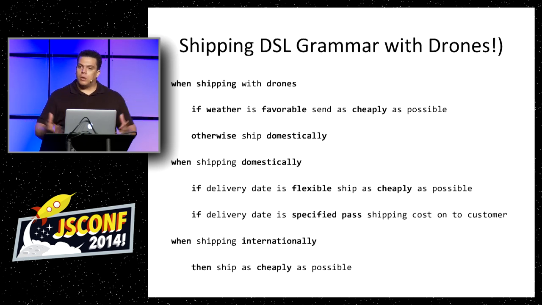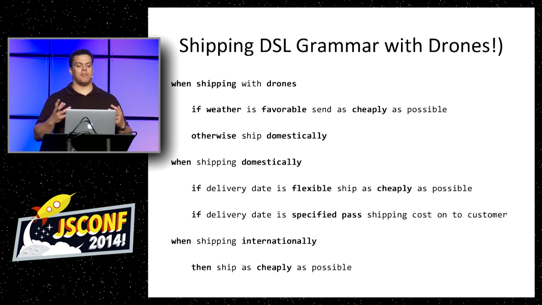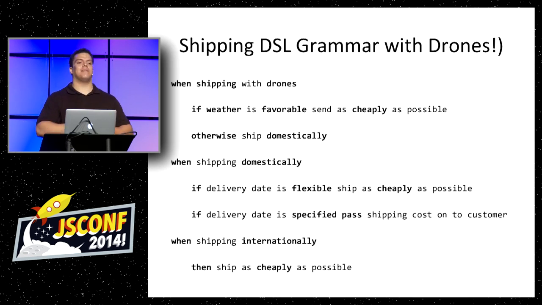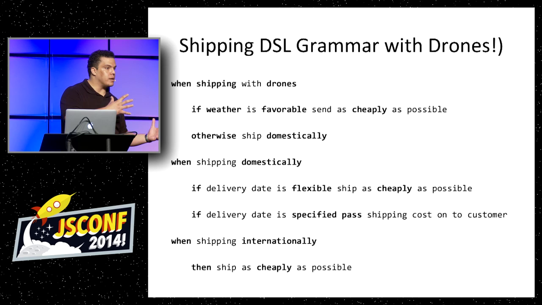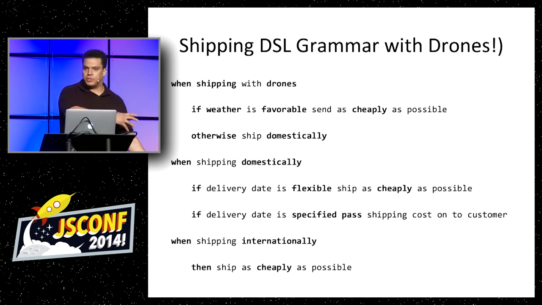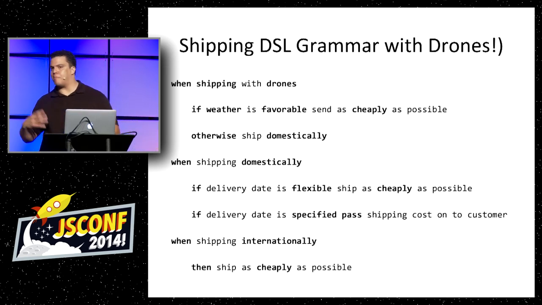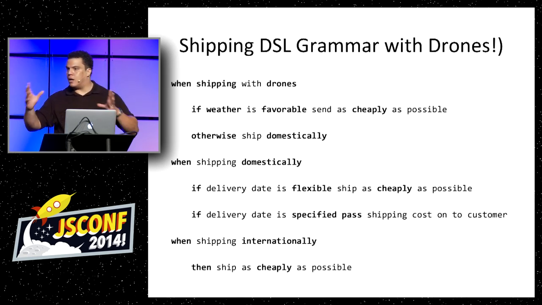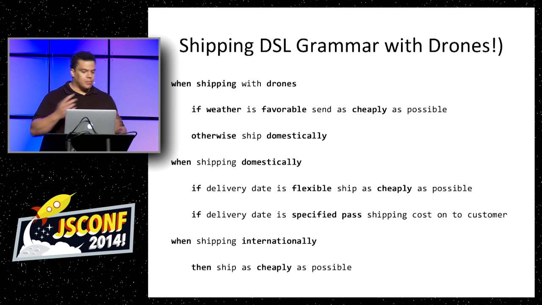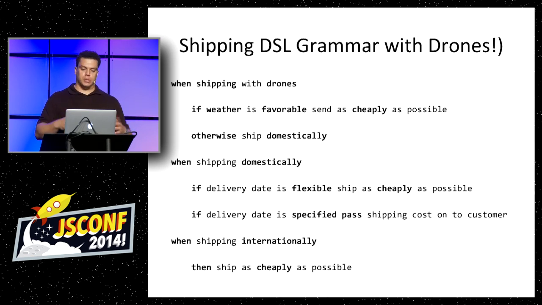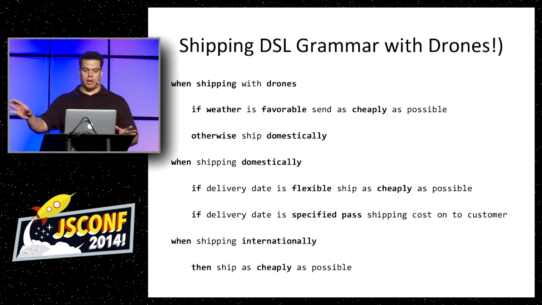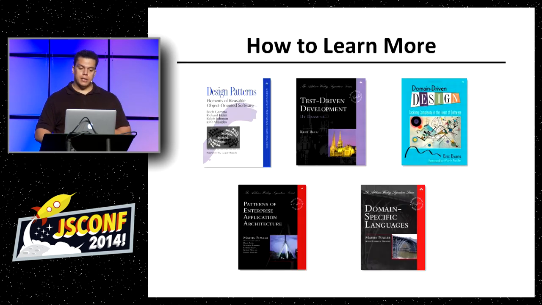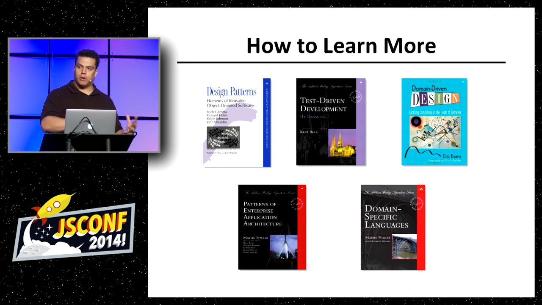For example, one day, hopefully, we're going to have packages that can be delivered with drones. So when that day comes, we will have a rich, very complicated domain model behind the scenes that deals with all types of things like weather and battery charge and route and FAA regulations and stuff like that. But the bottom line is this: when you're shipping with drones, if the weather is favorable, send as cheaply as possible. Otherwise, just ship it domestically. All right, that is the main part of my talk.